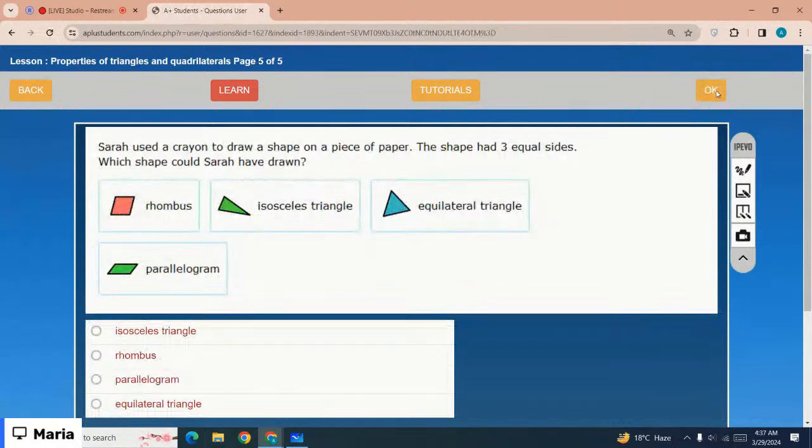Sarah used a crayon to draw a shape on a piece of paper. The shape had three equal sides. What shape could Sarah have drawn? Which is the correct option?